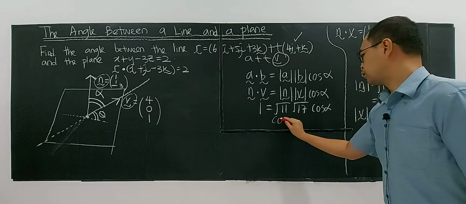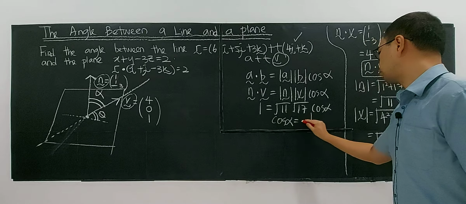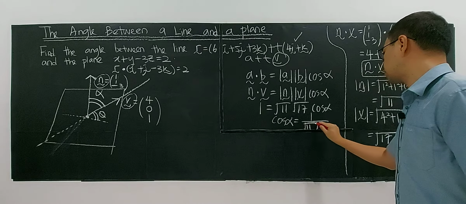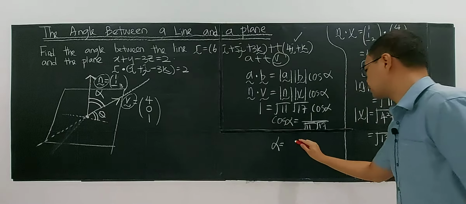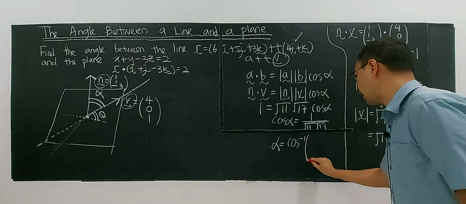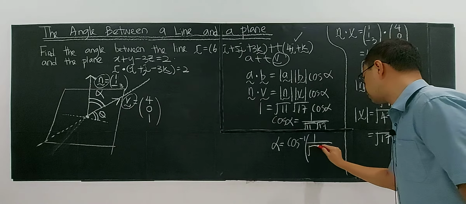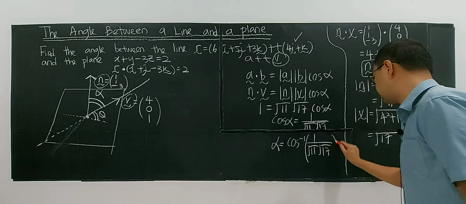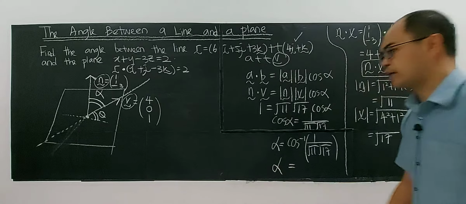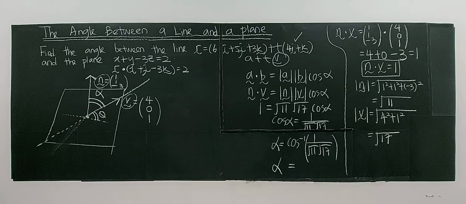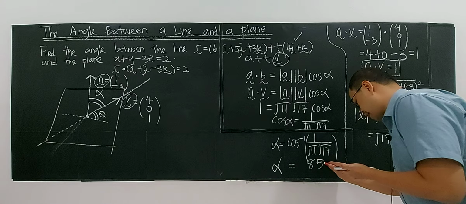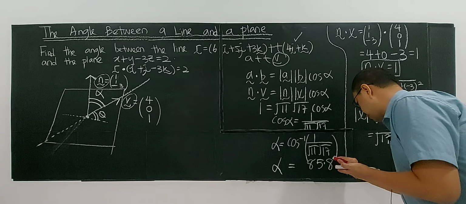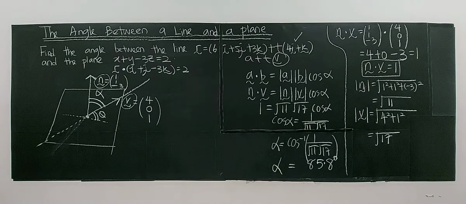We know that cos alpha can be rewritten as 1 divided by square root of 11 times square root of 17. Finally we find alpha first. The alpha will be arc cos of 1 over square root of 11 times square root of 17, which gives us 85.8 degrees to 1 decimal place.